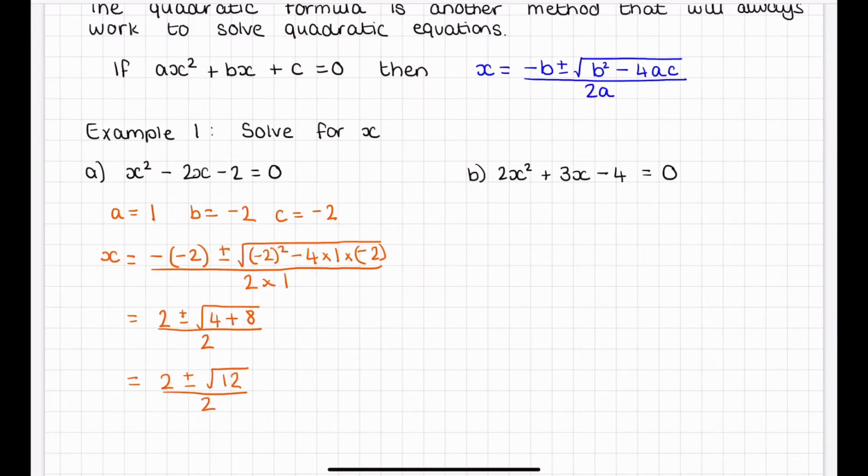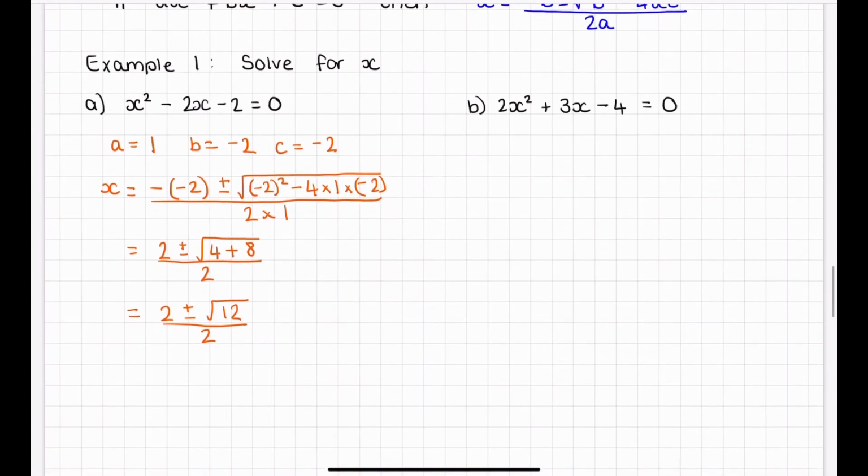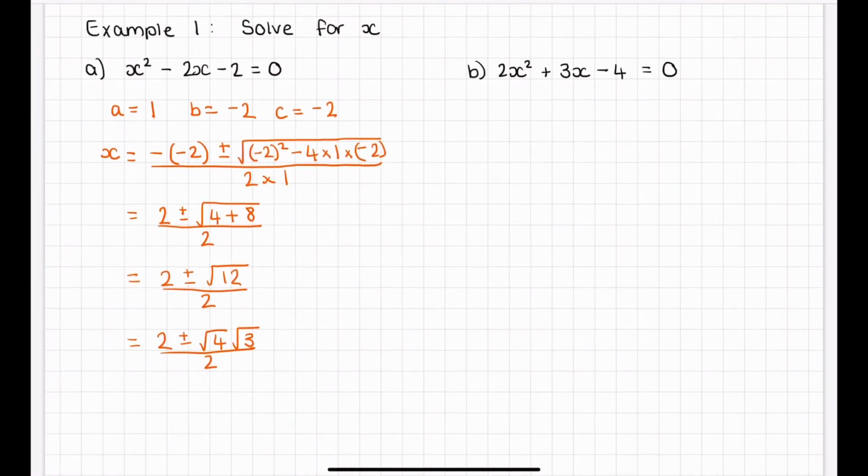Now 12, we can't solve that, but you should remember that we can simplify it, which will be 2 plus or minus. Now remember to simplify, two numbers that multiply to get 12, and one of them has to be a perfect square, which would be 4 and 3. You don't need to do this step here. I've just done that as a reminder of simplifying surds, which means we'll get 2 plus or minus 2 root 3 over 2.